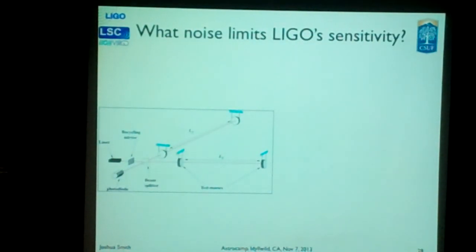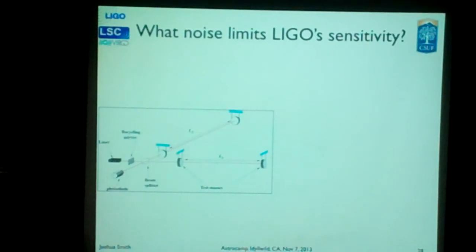So, yes? How are they making them more sensitive? Are they just increasing the distance by 10 times? Okay, so this has to do with why the powerful lasers and why we're not increasing the distance at all. So it'll be helpful if I tell you now what limits our sensitivity. So this is what limits our sensitivity.